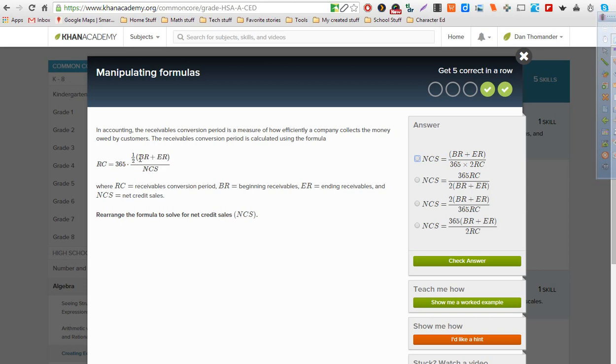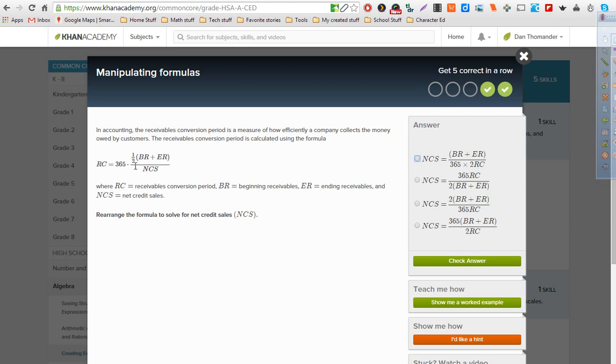So we take the beginning and the end receivables together, and we multiply by half, and then we divide it by the net credit sales. This will tell us how much we had in the beginning of the period and how much we have at the end of the period that was owed to us. We divide that in half so that we get an average amount owed to us, and then we put that over the amount of sales we extended on credit. So that's what it says.